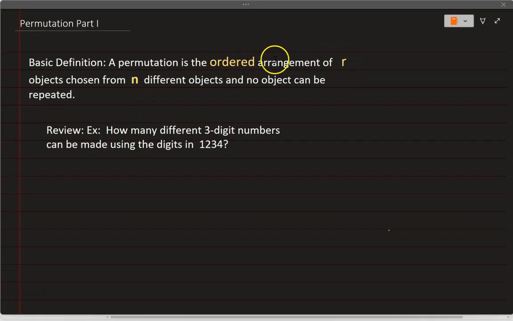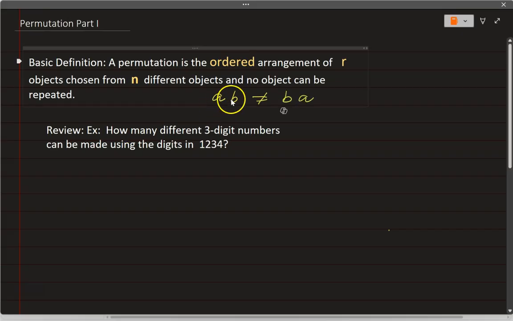Now, ordered arrangements, that means that order matters in permutation. So if you have A, B as two different objects, that's different. That's not the same as BA. Let's say two books you have. One book is called A, the other one is B. If you have the first one, A, that's different than if you have the first one, the B book.